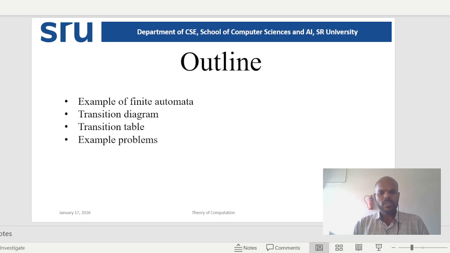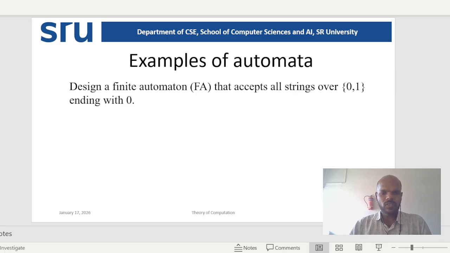Before going to the actual content, here is the outline of today's presentation: examples of finite automata, transition diagram, transition table, and example problems. We will start with the first examples of finite automata.